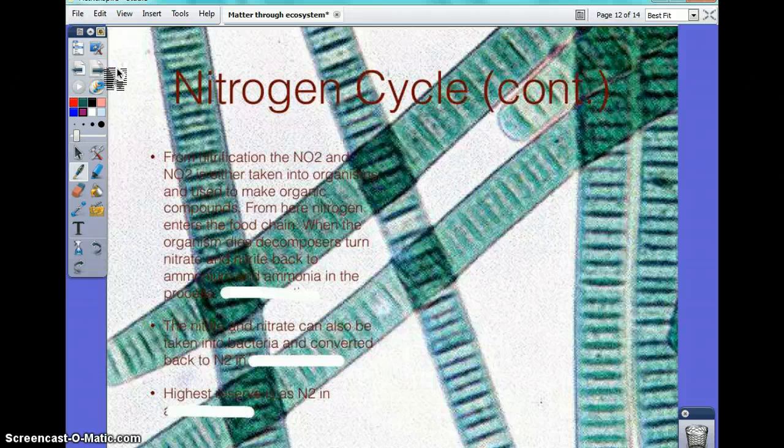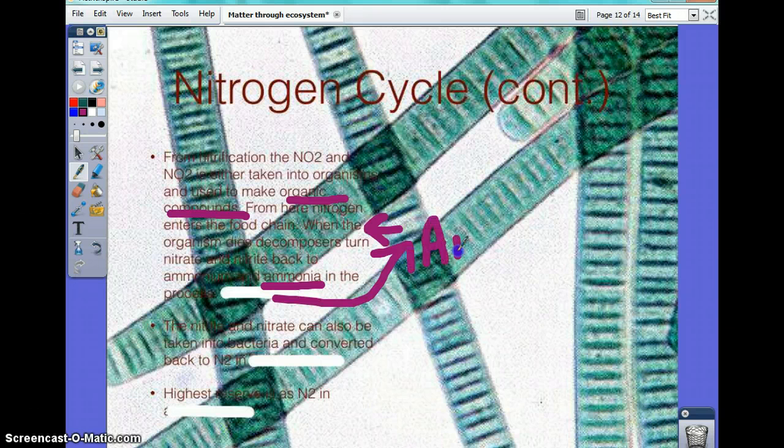Okay, so from nitrification, the nitrate and nitrite can either be eaten by organisms and taken through the food chain, or given to bacteria. In the case that it goes through the food chain, the animal eats and the animal dies and then decomposes, and the decomposers will break it back into the usable states of ammonia and ammonium. What is this process called? Ammonification.